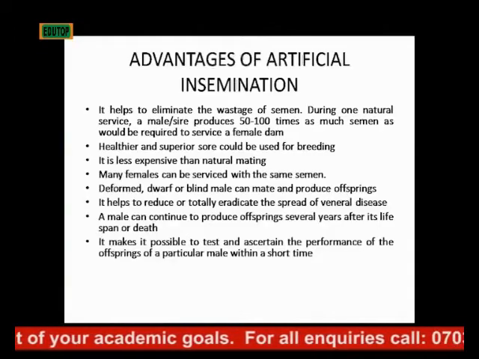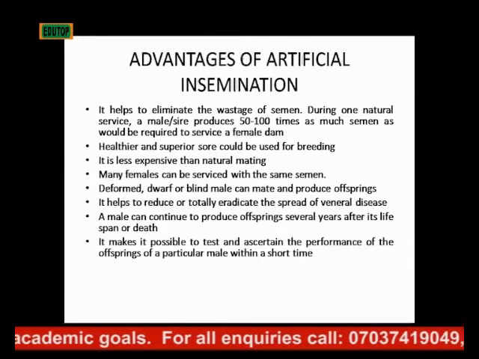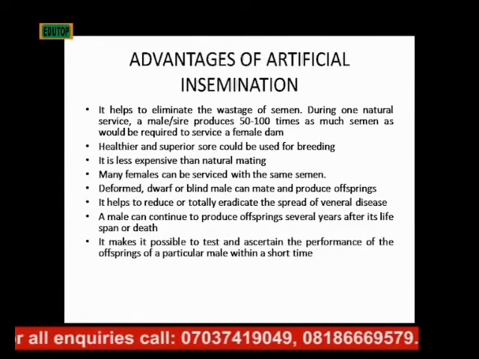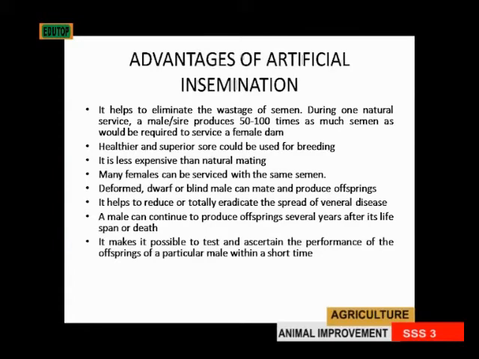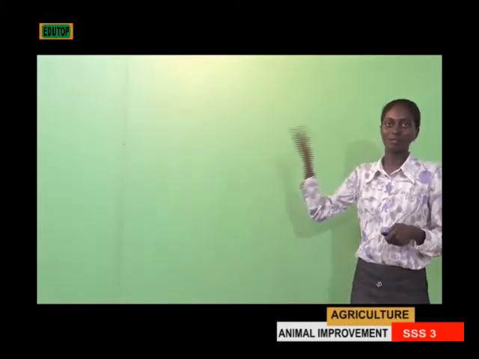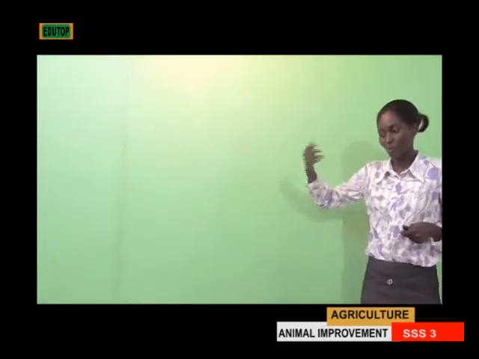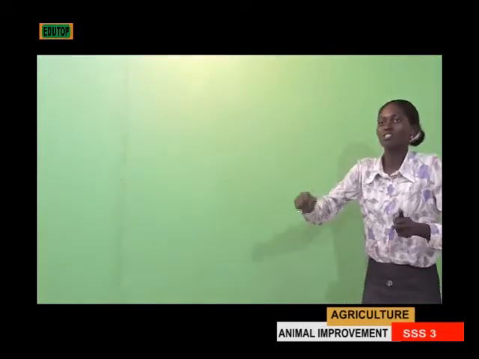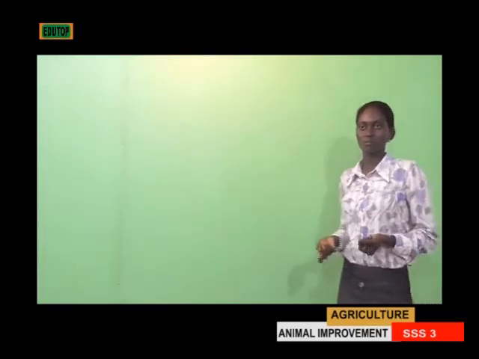Another advantage is that it helps to reduce or totally eradicate the spread of venereal diseases. Then a male can continue to reproduce offspring several years after his lifespan or death. Can you imagine that? An animal that died about 10 to 20 years ago is still reproducing because you have his sperm kept in a place, and you are still using it for female animals.